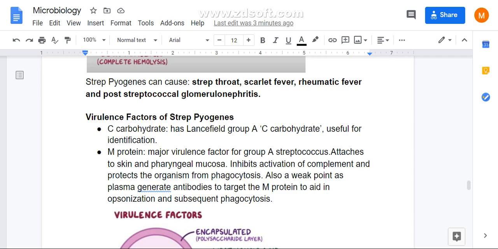It also has an M protein, and this is the major virulence factor for group A strep. It attaches to the skin and pharyngeal mucosa. It inhibits activation of complement and protects the organism from phagocytosis. Also, it's a weak point because our immune cells can generate antibodies to target the M protein to help opsonize and phagocytose strep pyogenes. So it's like a double-edged sword. It helps it prevent phagocytosis, but it also eventually leads to phagocytosis as well.